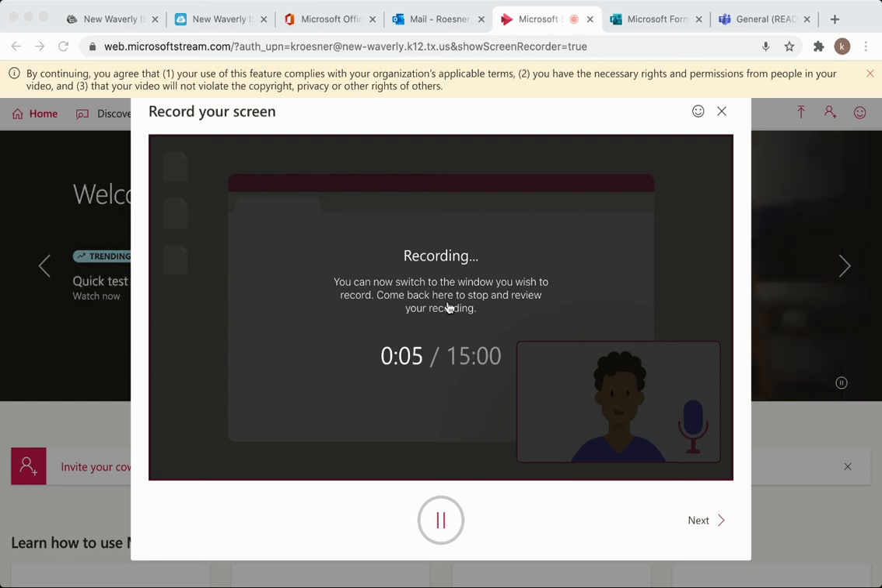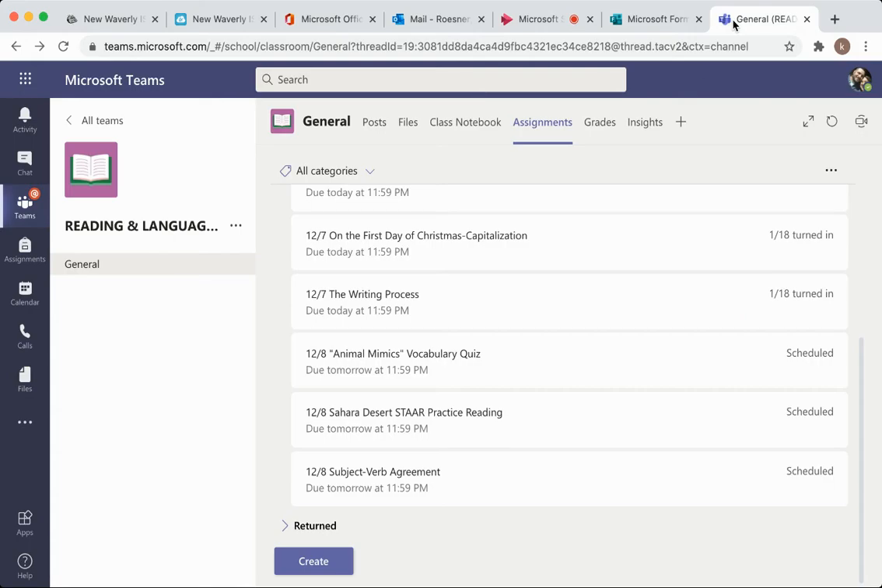Today you have 3 assignments. One is your vocabulary quiz for animal mimics. We read the story on Friday. We had the definitions last week when you did sentences for them. And today is the quiz. So I'm going to show you how to get to that.